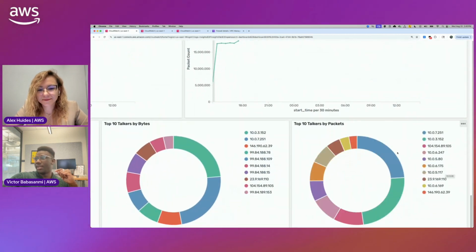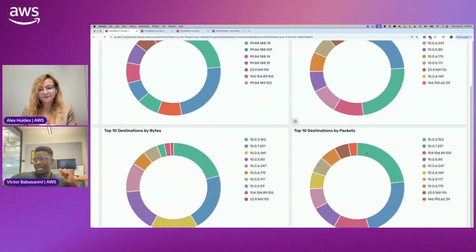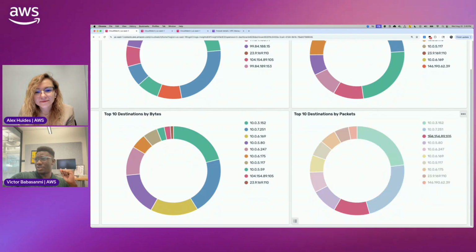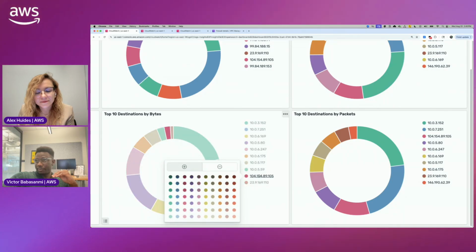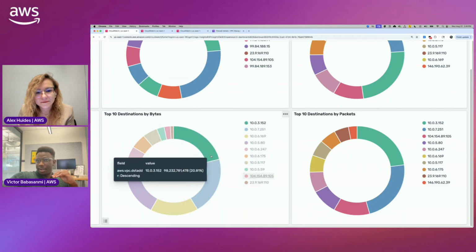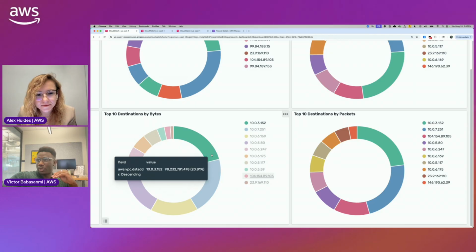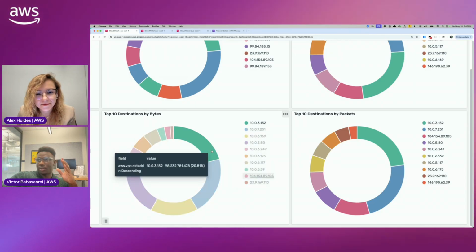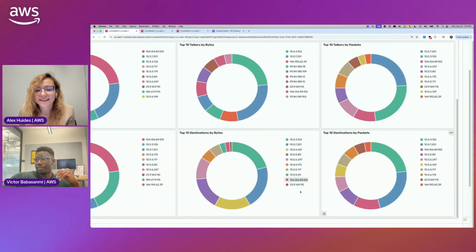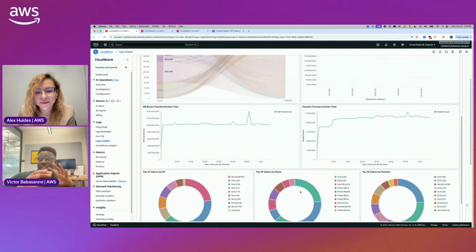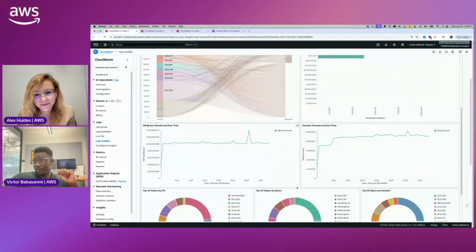Let me just zoom in there. So I can see top talkers by packets. So I can see a bunch of stuff, top destinations as well that I'm sending traffic to. So I can see, for example, here by bytes that I'm sending like 20% of my traffic is going to this public IP address, 98 dots. So this private IP address 10.0.3.152. So I can see that kind of information here. And I can drill down if I want to drill down. So this is just the native dashboard for VPC Flow Logs.